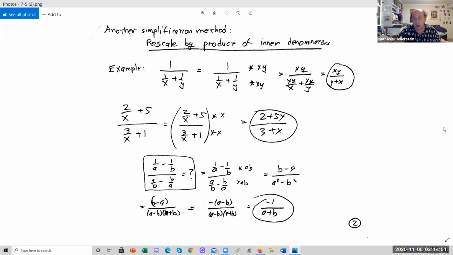All right. There's also, for more complicated things like reduction, what I call rescale by product of inner denominators. What I mean by inner denominators are the denominators of the fractions within the fraction. So here you have the inner denominators x and y. And we rescale by multiplying above and below by the product of inner denominators, xy. In the numerator, you get xy. Distributing xy in the denominator, you get xy over x plus xy over y. After some cancellation, you get y plus x in the denominator, xy in the numerator. So xy over y plus x.